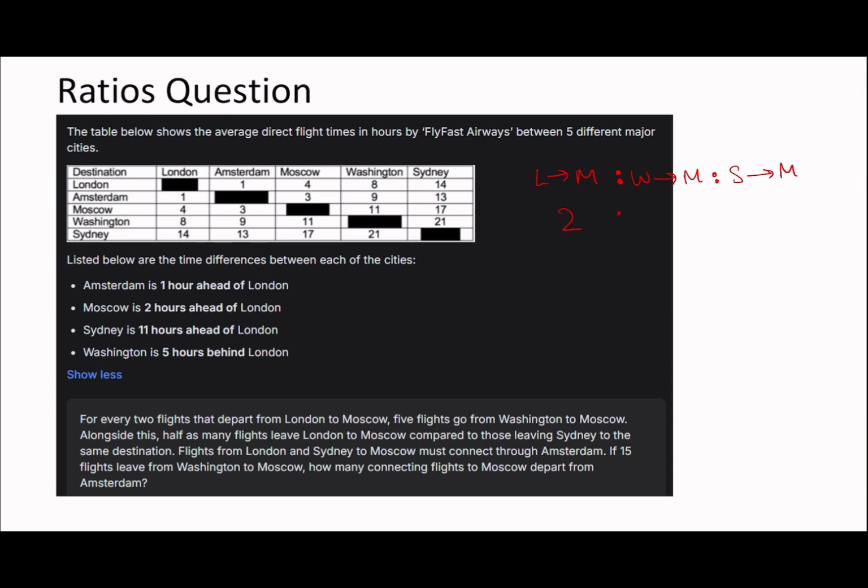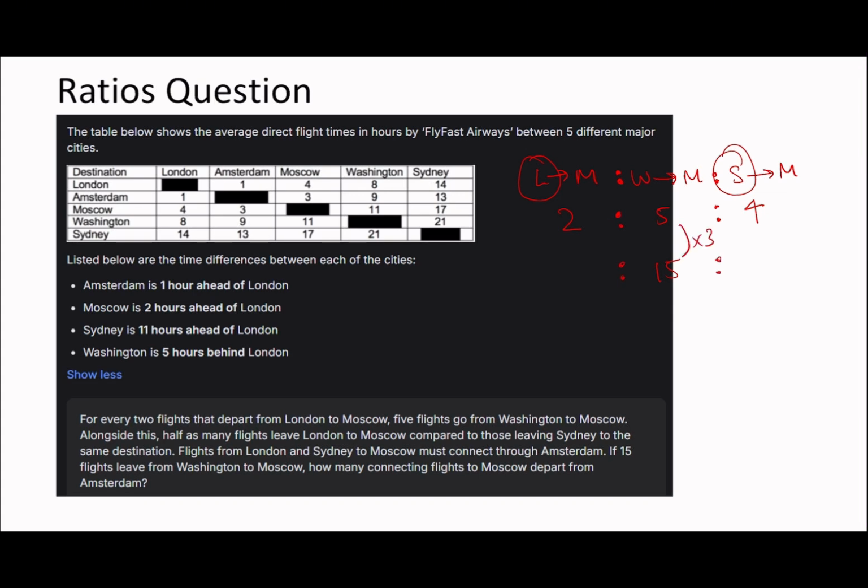Okay, so for every 2 flights that depart from London to Moscow, 5 flights go from Washington to Moscow. Alongside this, half as many flights leave London to Moscow compared to those leaving Sydney to the same destination. So Sydney must be 4, because if it's half as many leave London to Moscow, then Sydney must be 4. Flights from London and Sydney to Moscow must connect through Amsterdam, so this one and this one have to connect through Amsterdam. If 15 flights leave from Washington to Moscow, how many connecting flights depart from Amsterdam?